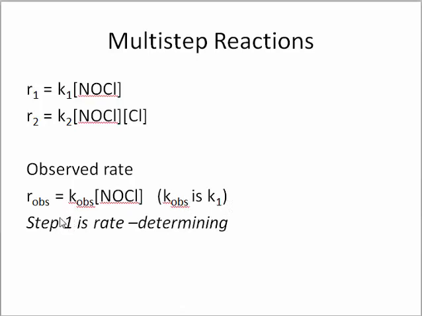We say step 1, I had to correct a typo there, is rate determining. Step 1 is much slower than step 2. And since essentially the reaction has to wait for step 1 to occur before the reaction can proceed, step 1, the slow step, is the rate determining step. You will see that in many reactions, the slowest step is essentially rate determining. The rate of the reaction is the rate of the slow step.